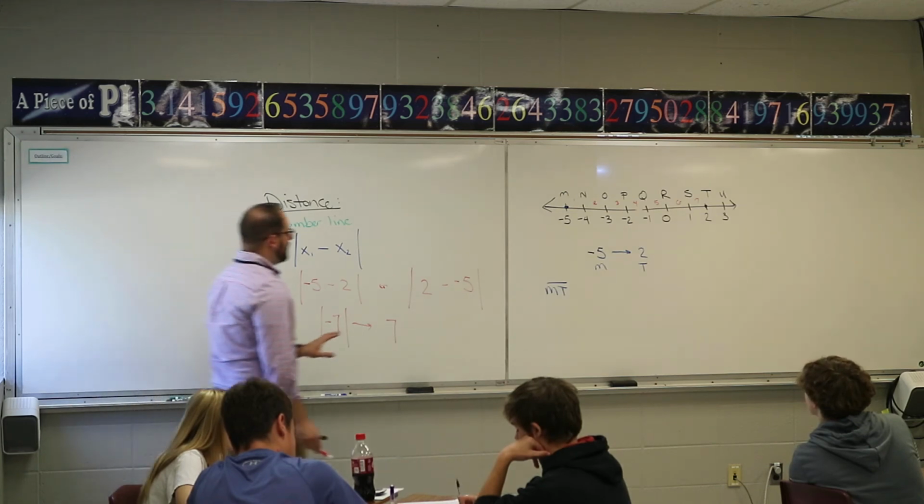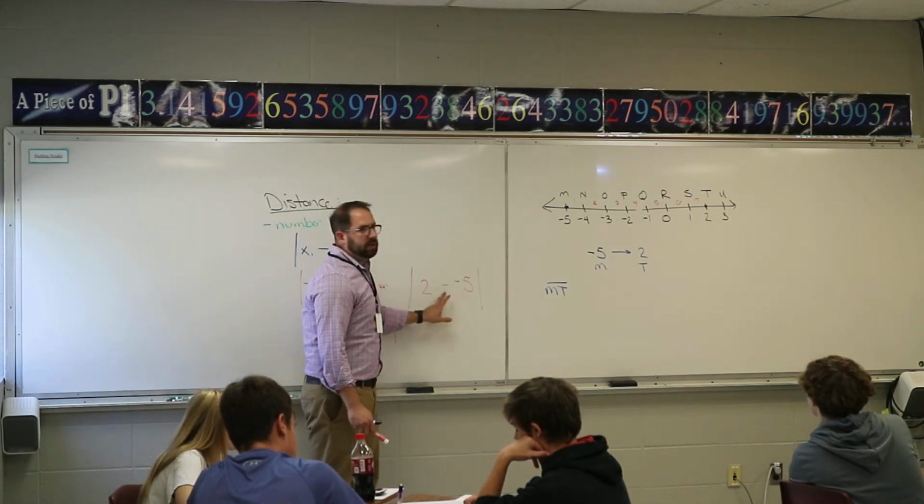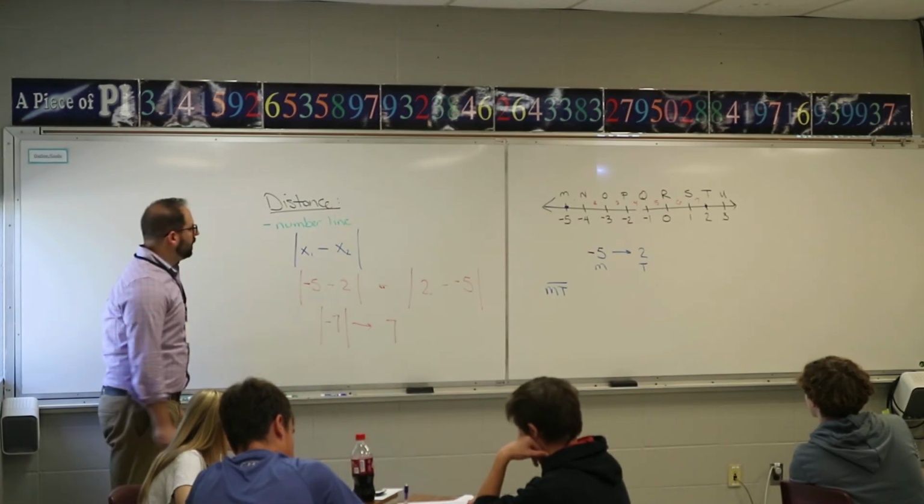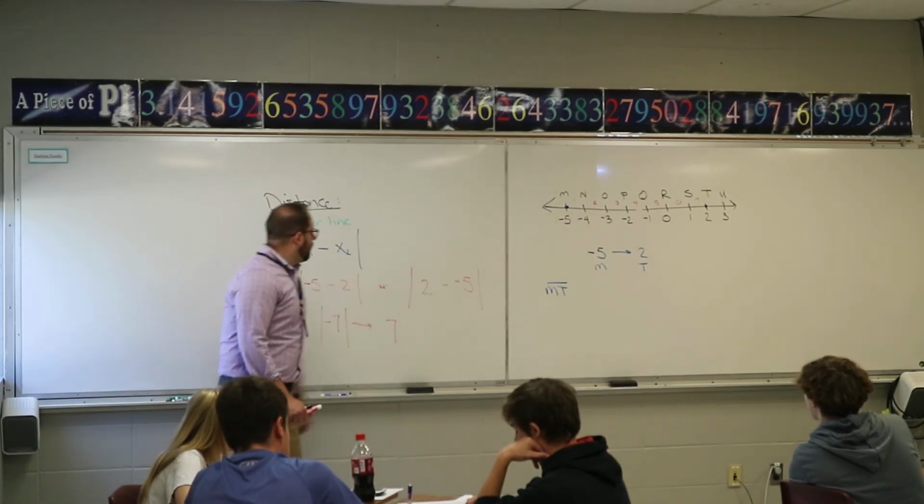This one right here would be the same answer. These would add together because the two negative signs would cancel. 2 plus 5 is 7. The absolute value is 7. It's still 7, because the absolute value is always positive.